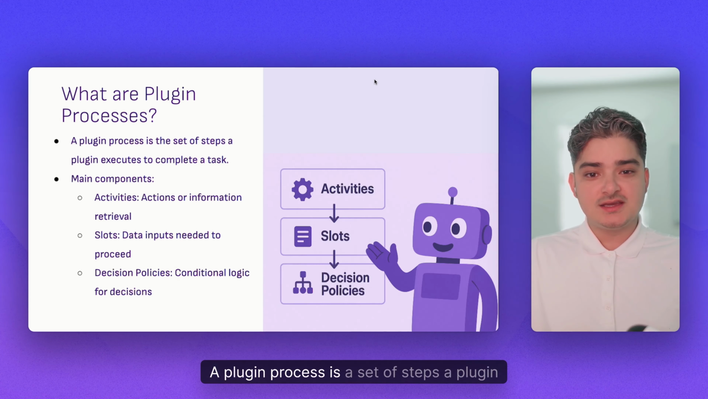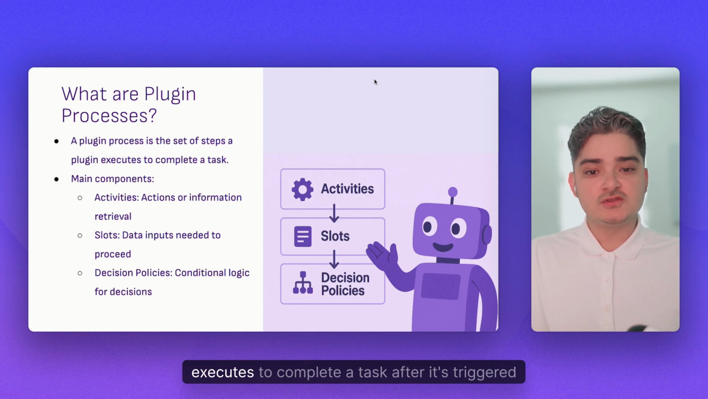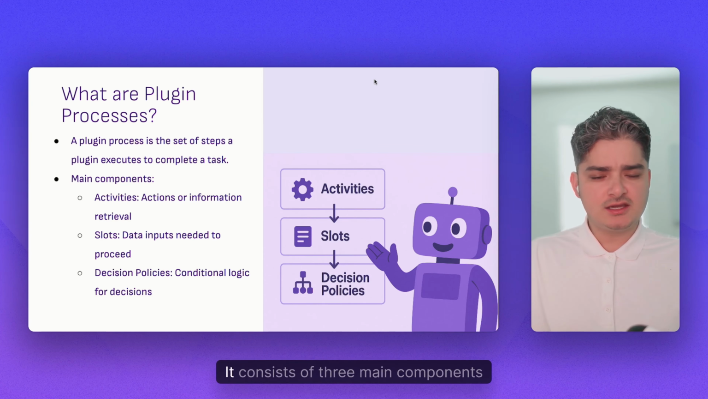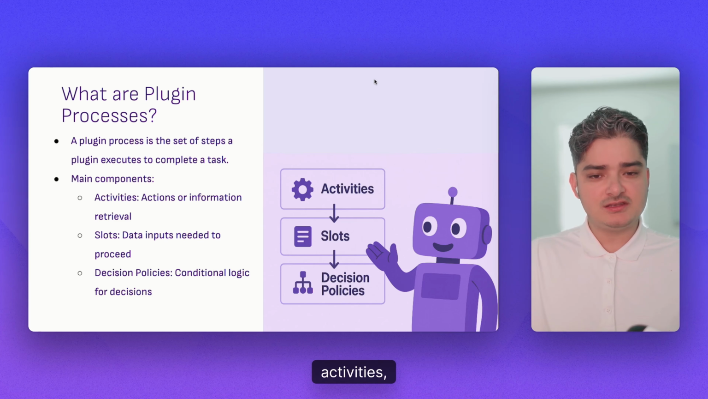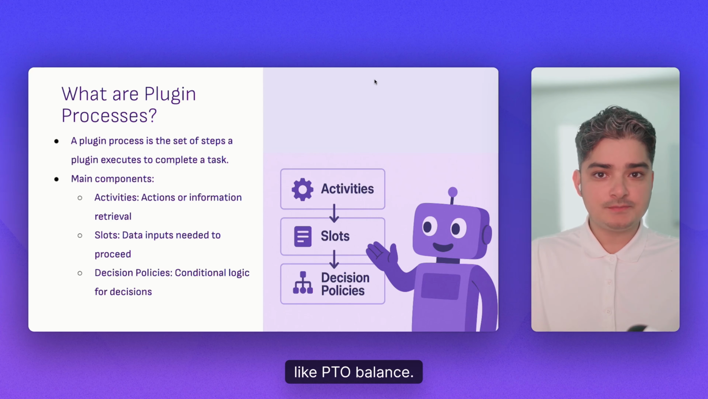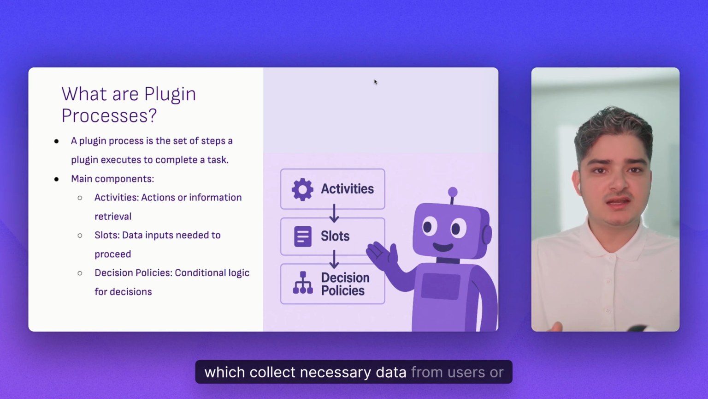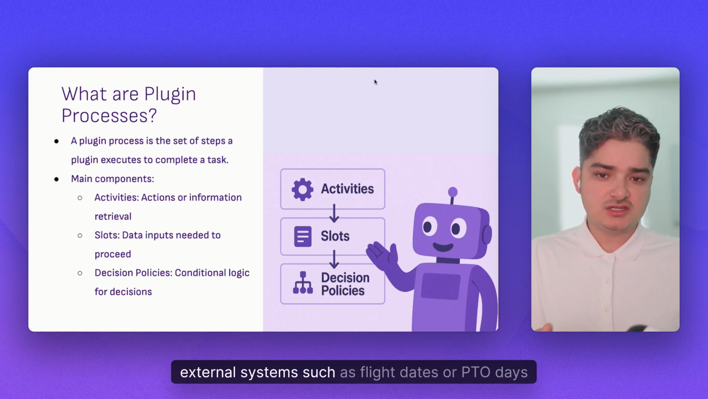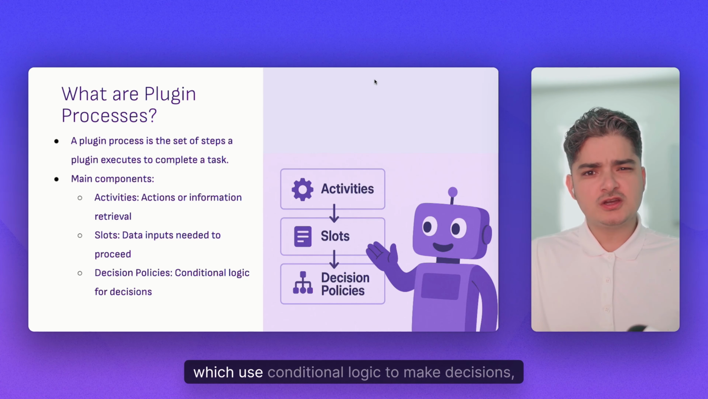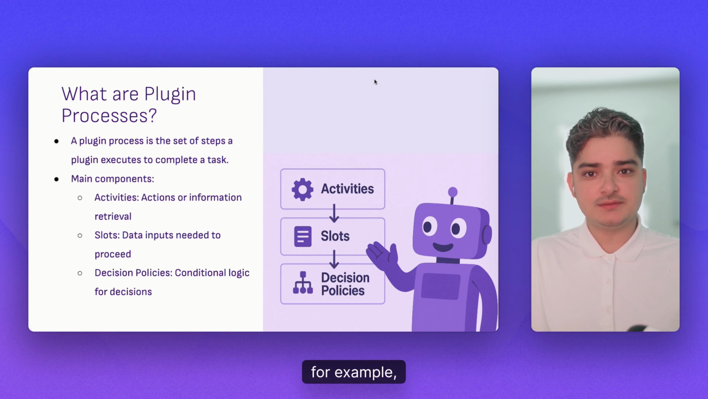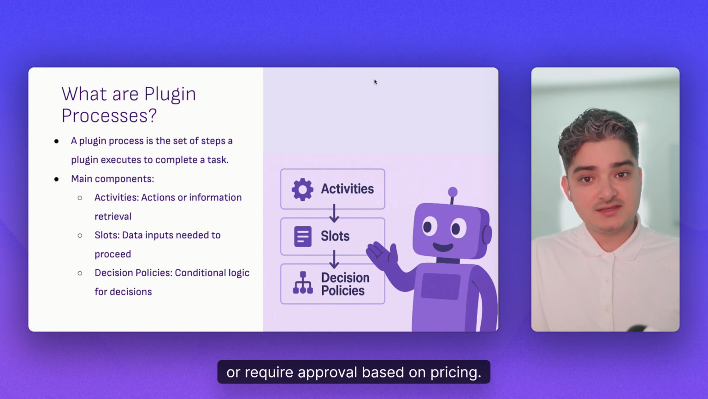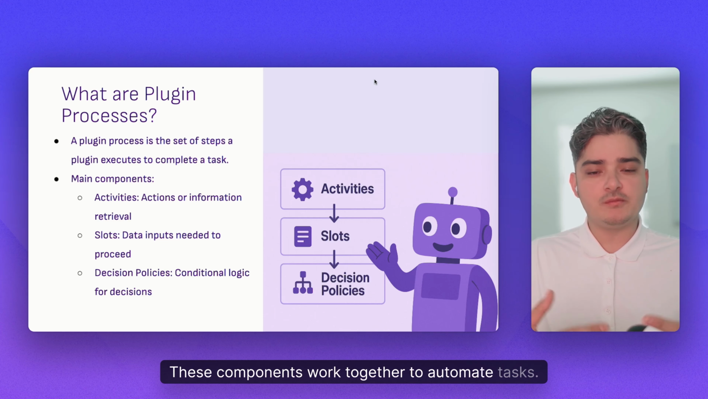A plugin process is a set of steps a plugin executes to complete a task after it's triggered and its launch rules are met. It consists of three main components: activities, which handle actions like booking a flight or retrieving information like PTO balance; slots, which collect necessary data from users or external systems such as flight days or PTO days; and decision policies, which use conditional logic to make decisions, for example, deciding whether to book a flight or require approval based on pricing. These components work together to automate tasks.